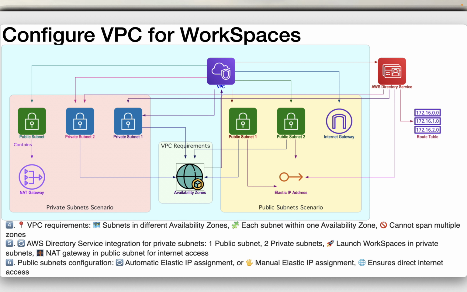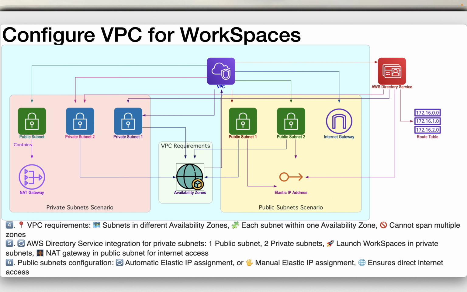When using public subnets for your workspaces, you need to configure your directory to either automatically assign elastic IP addresses to each workspace or manually assign an elastic IP address to each workspace. This configuration ensures that your workspaces have direct internet access when deployed in public subnets.